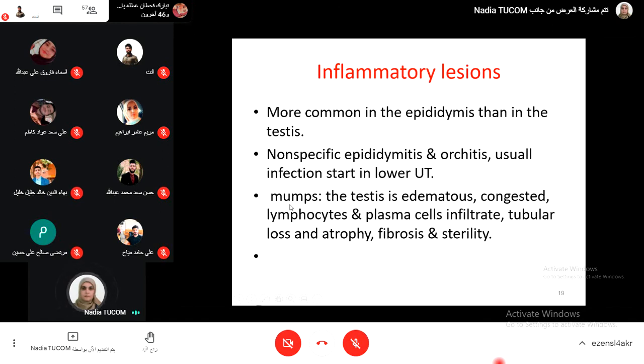Mumps is a virus that can affect the testis with edema, congestion, lymphocytes and plasma cells, with tubular atrophy and loss, and sterility in the future. Mumps orchitis.